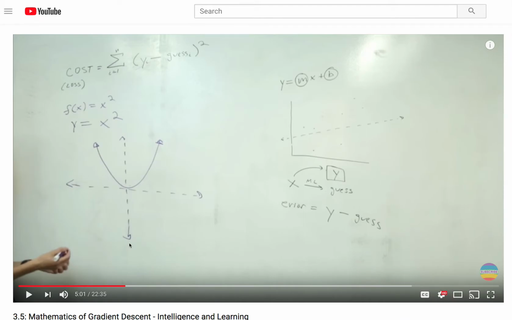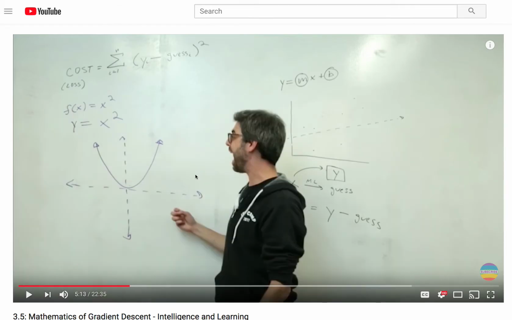If my slope is negative, what does that tell me? Which way do I need to push in order to get to the minimum? I need to push to the right, to get to the minimum. And so that's kind of what he's talking about here.